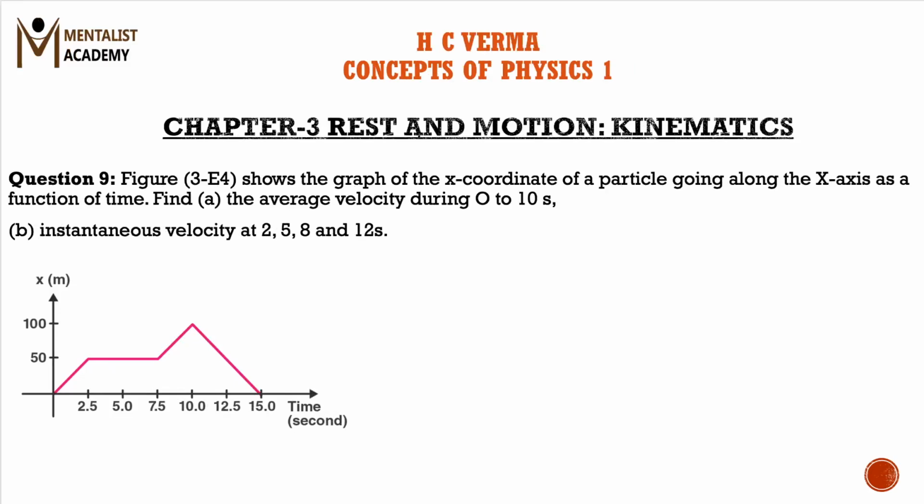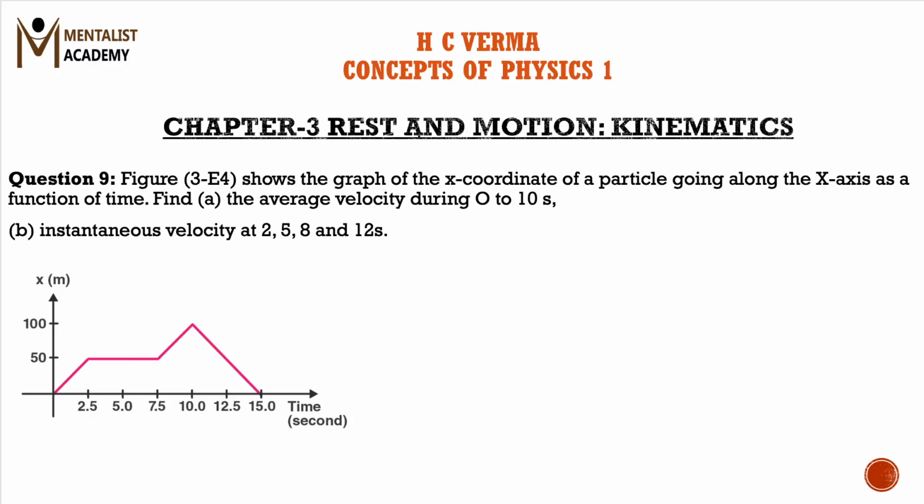We are doing question number 9 from H.C. Verma book Concepts of Physics 1 from chapter number 3 Kinematics. According to the question, figure shows the graph of the x coordinate of a particle going along the x-axis as a function of time. Find in the A part the average velocity during 0 to 10 seconds and in the B part instantaneous velocity at 2, 5, 8 and 12 seconds.